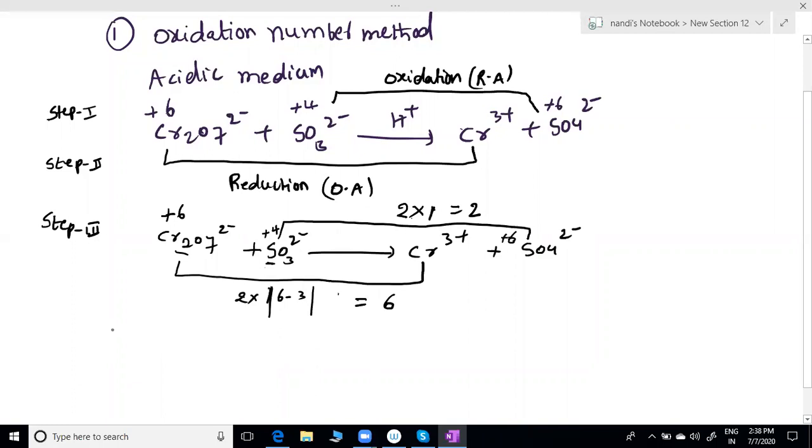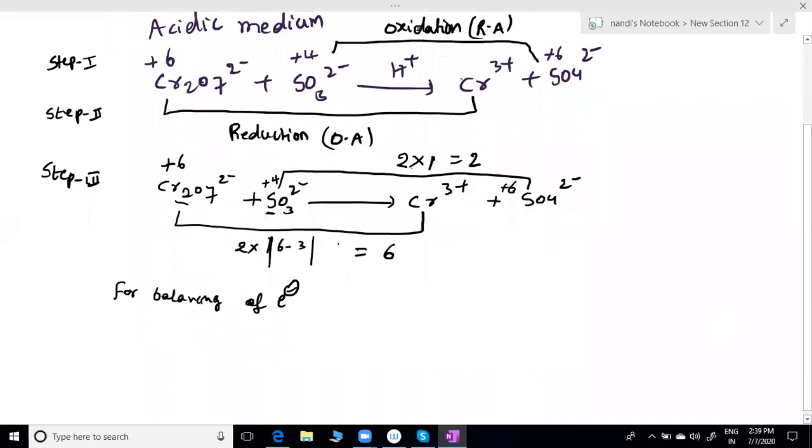Now under this one we can write, sir, we have to balance electrons. For balancing of electrons, we need to cross. The oxidizing agent's N factor you have to write in front of the reducing agent, and the reducing agent's N factor you have to write in front of the oxidizing agent. So you can make that sentence. I'm going to show it here very clearly.